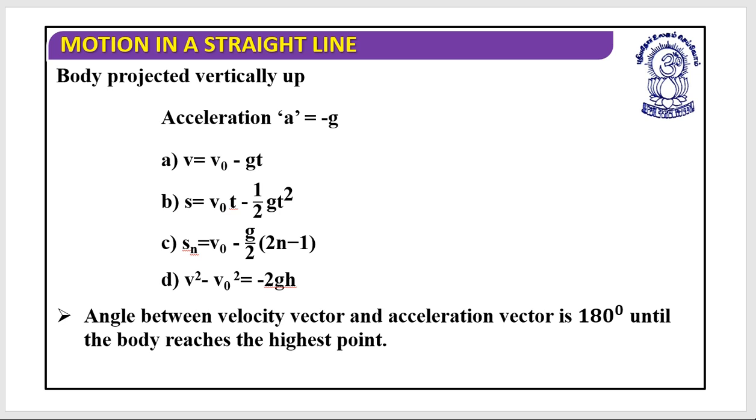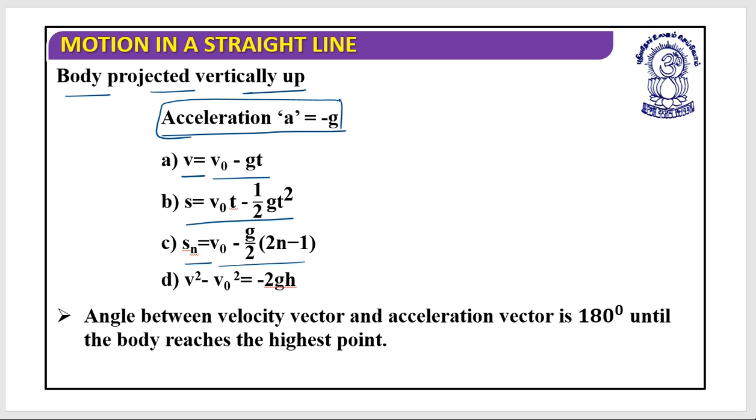So when we project a body vertically upward, as we discussed, we are just replacing a with minus g. And if we replace a with minus g, then I can have these relations. First, v is equal to v naught minus gt; h or s is equal to v naught t minus half gt square; s n is equal to v naught minus g by 2 into 2n minus 1; and v square minus v naught square is equal to minus 2gh.